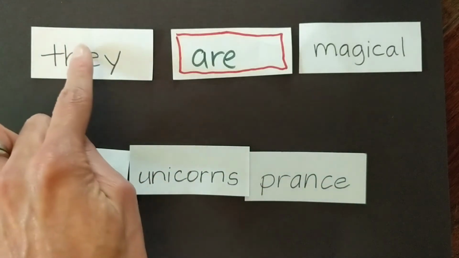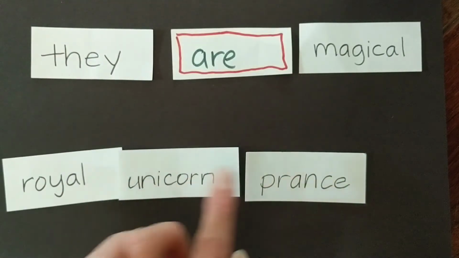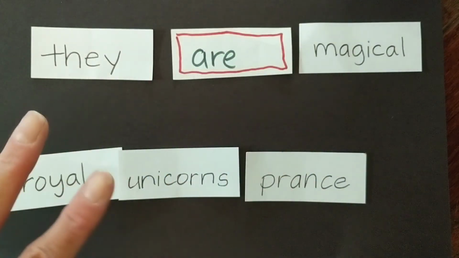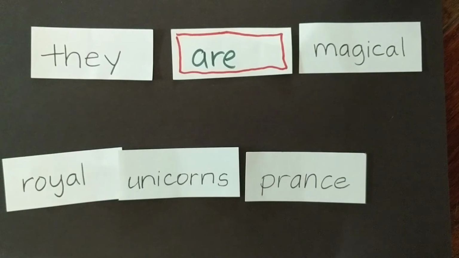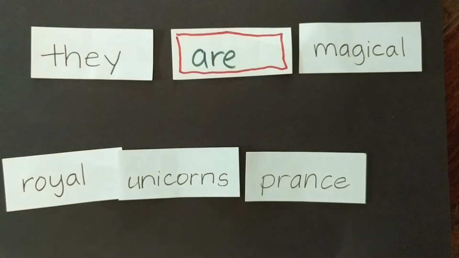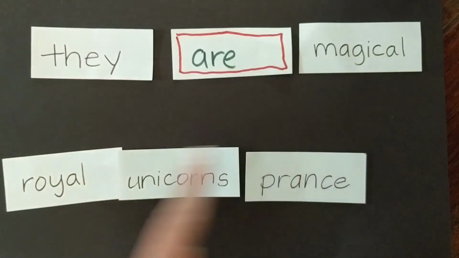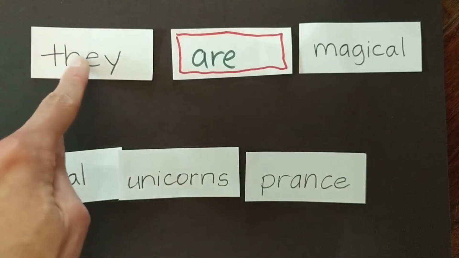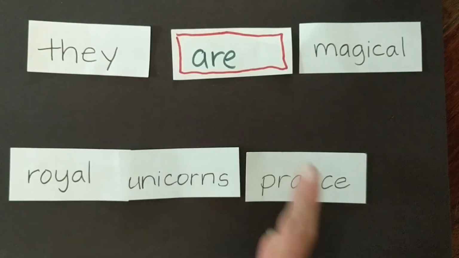Now, if we use the they to replace royal unicorns, we have two sentences about royal unicorns. So we could actually put these sentences together to form a complete paragraph. A very, very short, simple paragraph, but a paragraph nonetheless. So we're going to write both of these out into our paragraph. But my question is, which sentence should go first?